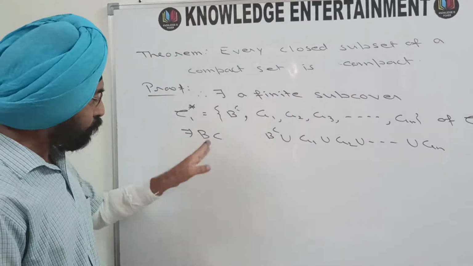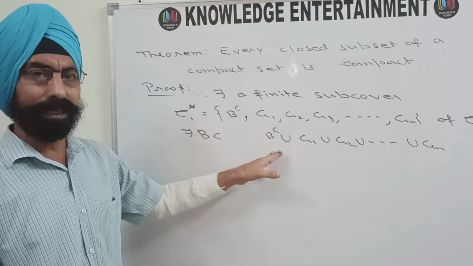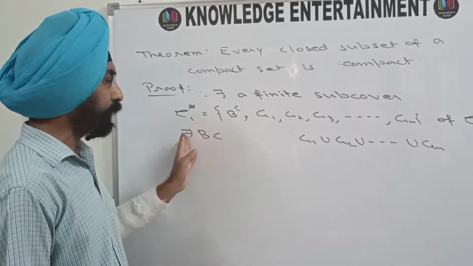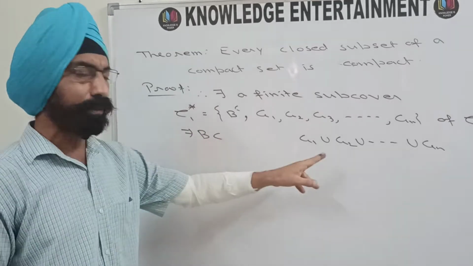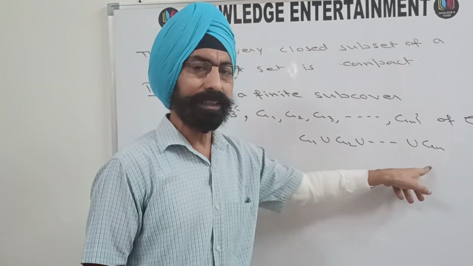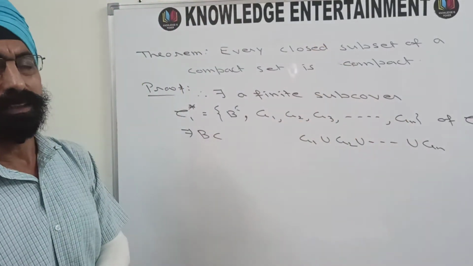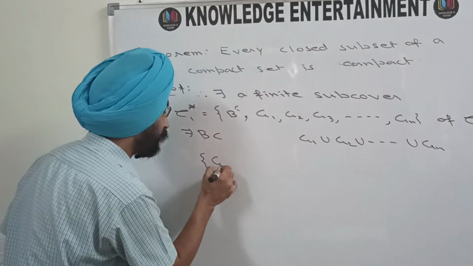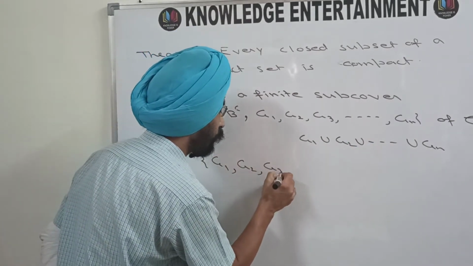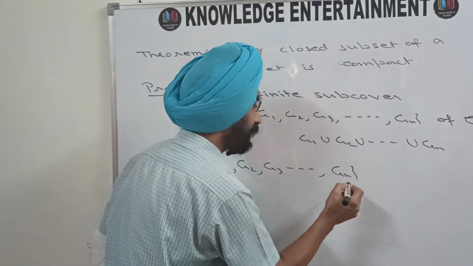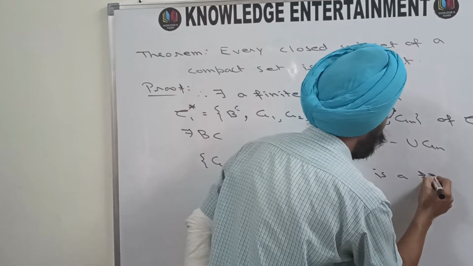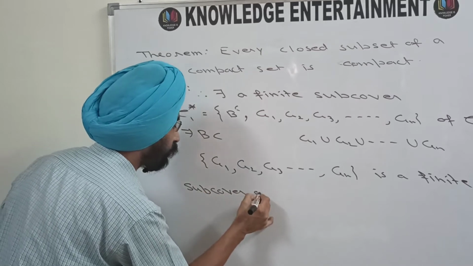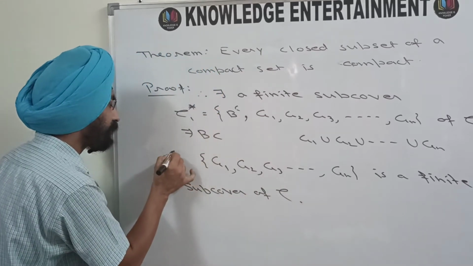And since no part of B is covered by B complement, you can delete B complement from here, because no part of B will be covered by B complement. So that means B is covered by this. But these G1, G2, Gn, where are they coming from? They are coming from C. So that means the collection G1, G2, G3, Gn is a finite subcover of C. I am naming it as C star.